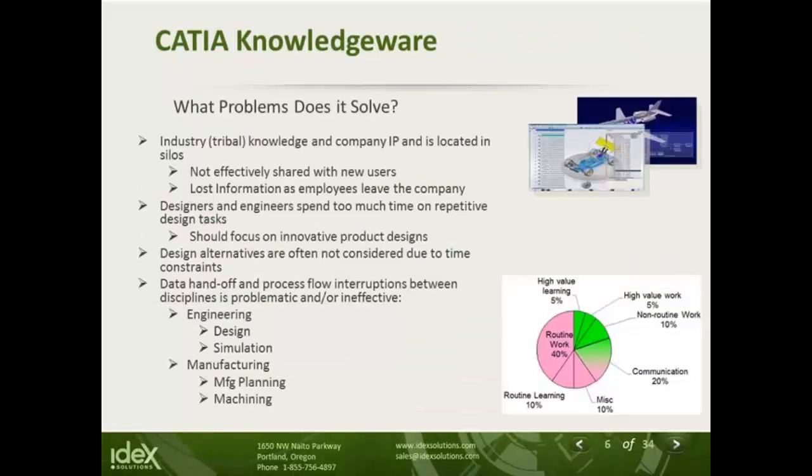CATIA Knowledgeware addresses a number of business problems that your company may be experiencing, and we're going to list a few of them on this slide. Industry knowledge and company IP is located in silos, and therefore it's not effectively shared with new users or even existing users across the various disciplines within your company. As such, information is lost as employees leave the company, whether through retirement or by going to another company, perhaps even a competitor, because there's typically no formal process to capture this information.